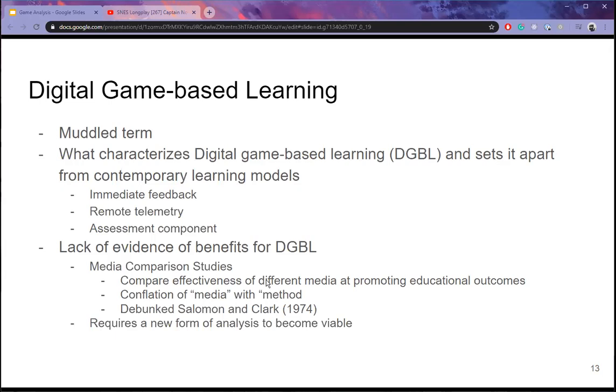What sets digital game-based learning apart from other contemporary models is primarily the fact that it is a game, which allows for immediate feedback, such as a person losing a life, some remote telemetry so that they can get in situ data, and that it has an assessment component where the user is graded based on the data that's collected during the gameplay. But there is an issue with digital game-based learning, and that is that there is a lack of evidence of benefits for it.